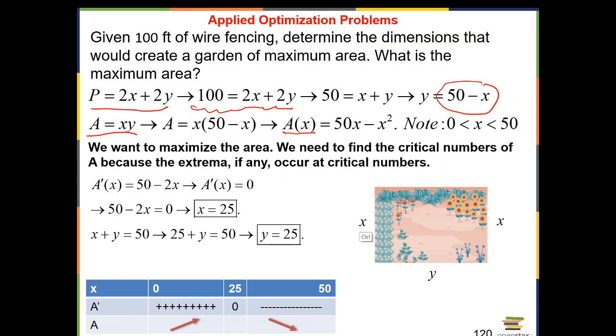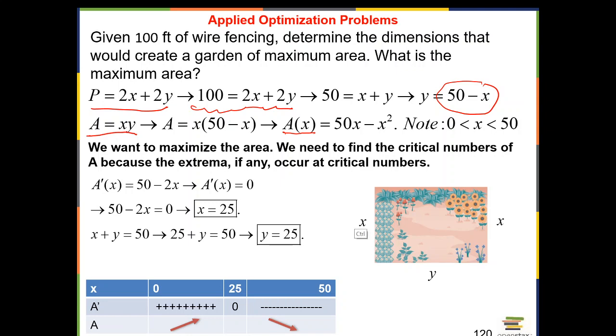Well, the maximum x can be is 50, because 50 plus 50 is 100, and then y should be 0. If x and y are 50, then y has to be 0, right? So that means we don't have fencing for these sides. We only have for x, right? 50, 50 is 100. So x can't be 50, but it could be close to 50.